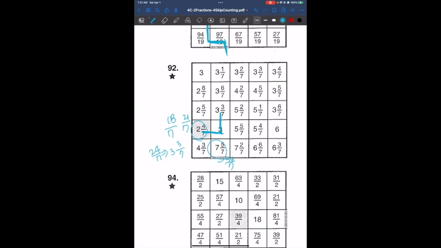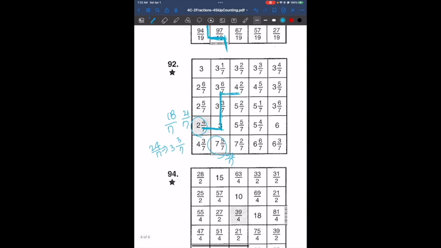Then if we add 3 sevenths again, it's going to be 3 and 6 sevenths. Now if we add 3 sevenths again, it's going to be 4 and 2 sevenths. Then add 3 sevenths again, so it becomes 4 and 5 sevenths. Add 3 over 7 again, so it becomes 5 and 1 seventh. Add 3 over 7 again, so it becomes 5 and 4 sevenths.